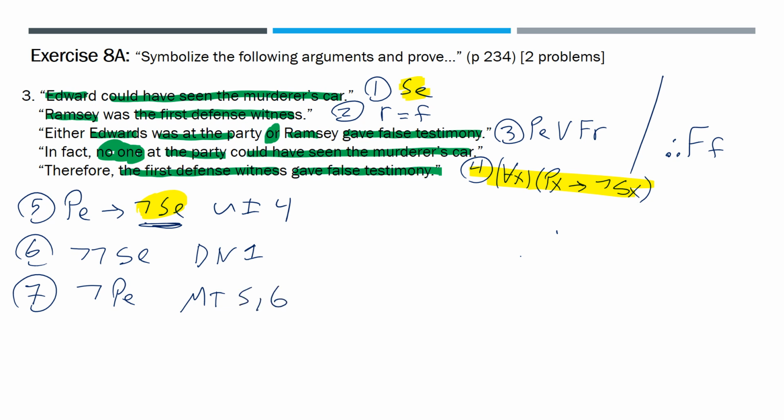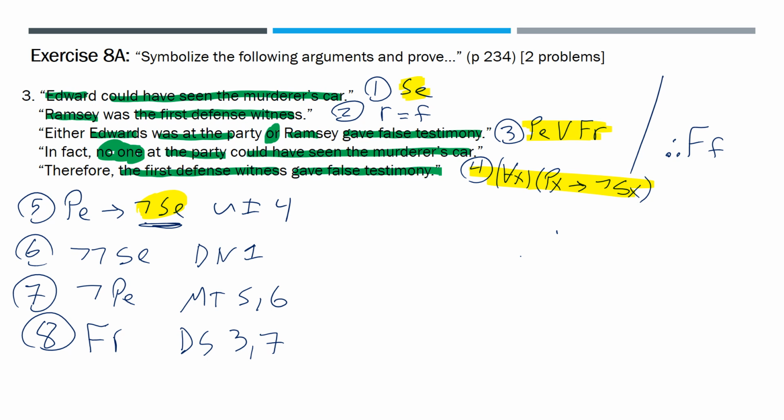It was not the case that Edwards was at the party, and now we can take into account line 3, which is a disjunction, and get FR by our disjunctive syllogism with lines 3 and 7. Now we have Ramsey gave false testimony.